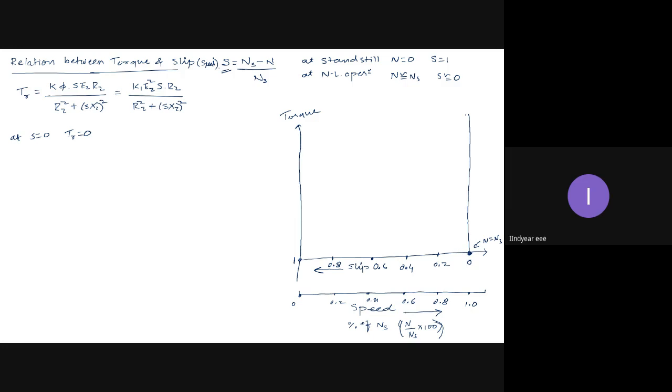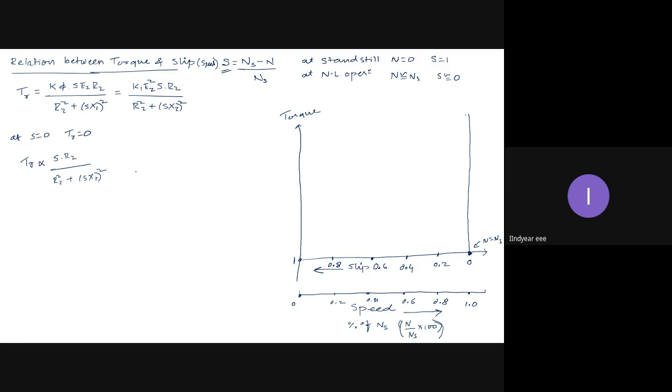Okay. So if you observe here TR, K1 is a constant, E2 depends upon supply voltage, so it is a constant. This TR is now proportional to S into R2 divided by R2 square plus S into X2 whole square.